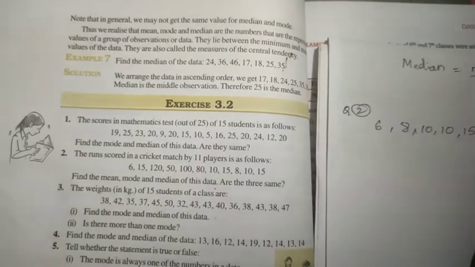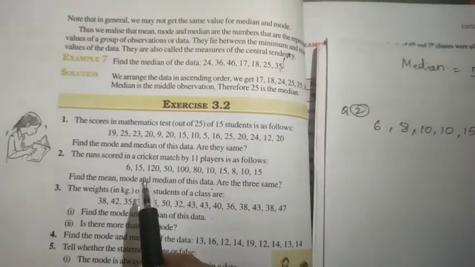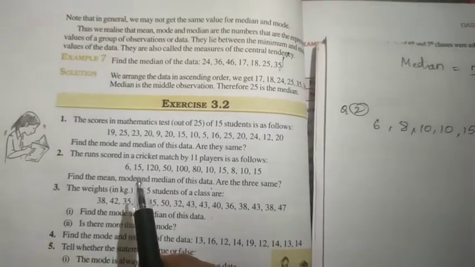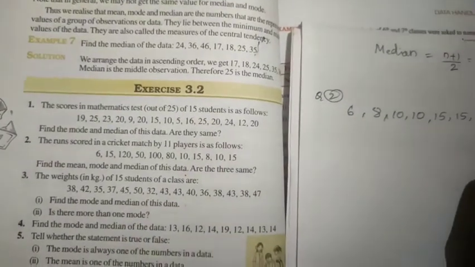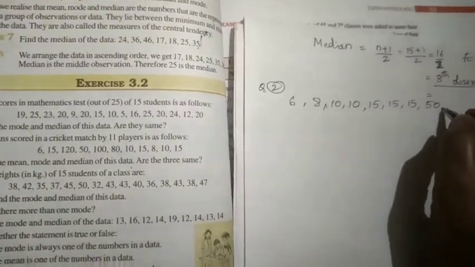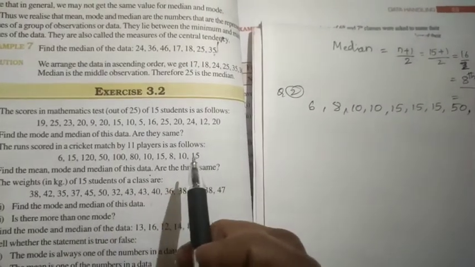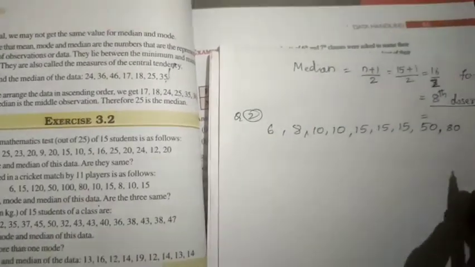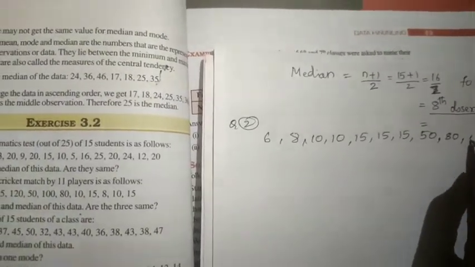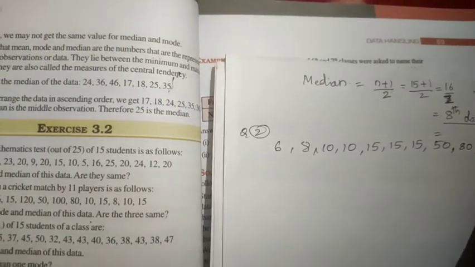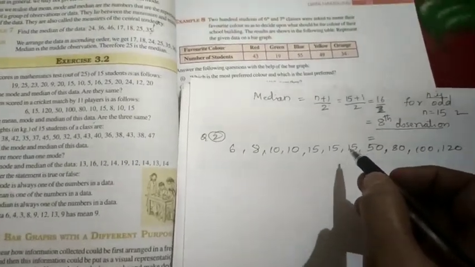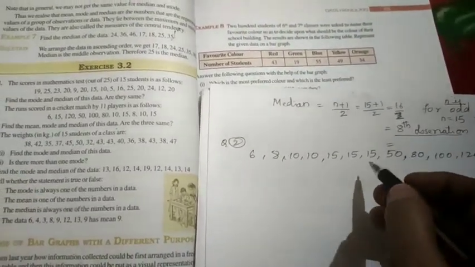So write 50. After 50, any other number? No 60s, no 70s. In the 80s, only 1, so write 80. After 80, is 90 there? No. 100? Yes. After 100, directly 120. So we have arranged the given data in ascending order. We have to find its mean, mode and median.